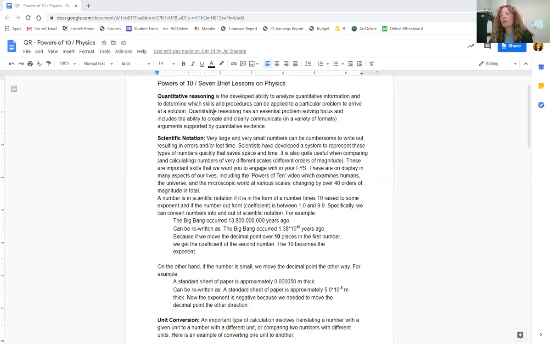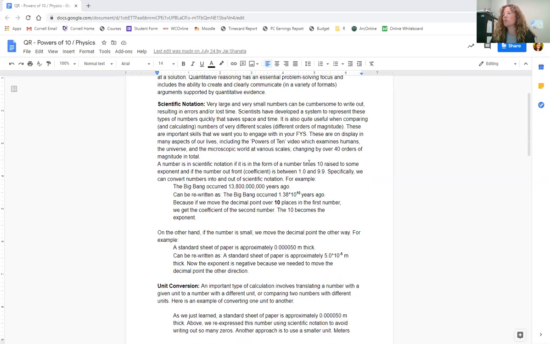The bit at the beginning is about quantitative reasoning and what that is. Right after that, we see scientific notation. So there's some information here you can read through. Scientific notation is basically a shorthand for really big or really small numbers. So instead of trying to count out and write out 11 zeros, for example, and not making any mistakes, missing any, we can use this system of writing numbers instead of the standard form.